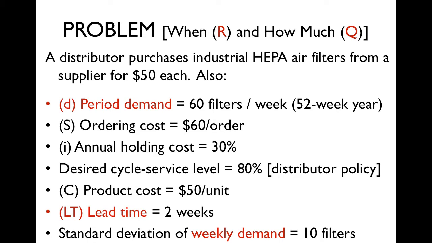The holding cost the distributor uses to charge inventory is 30% per year. The desired cycle service level is 80%. That means for each service period, each ordering period, the distributor would like to have product in stock 80% of the time, given what demand might look like. It costs the distributor $50 to buy. We know that already. The lead time is 2 weeks for the product, and the standard deviation of weekly demand is 10 filters. So we have a little variability of demand.